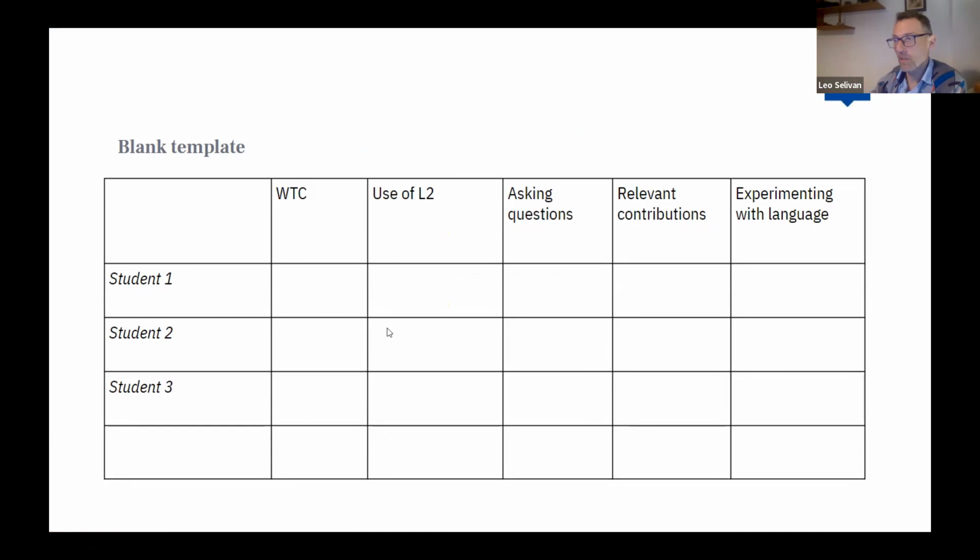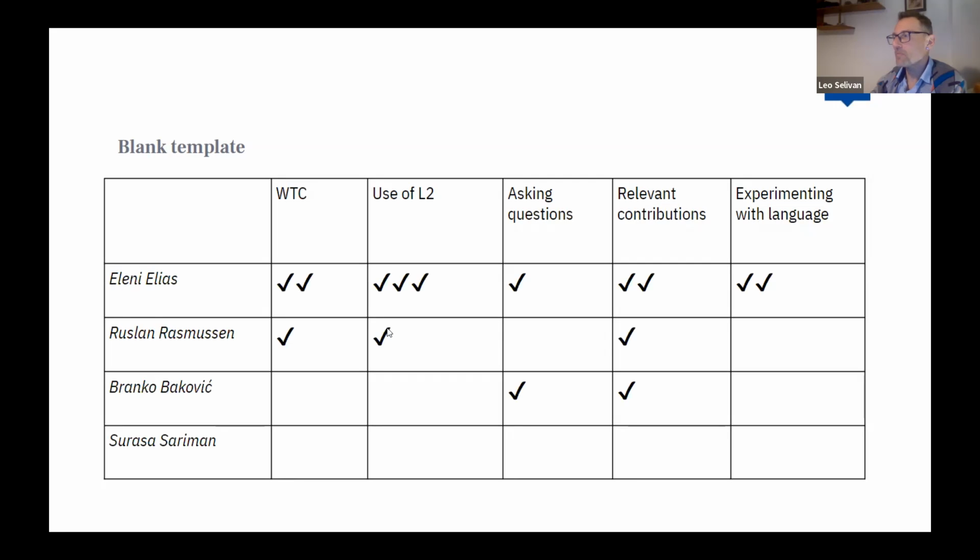And this is what it would look like, for example, with a real class. You can figure out by judging by the names of these imaginary students where they come from. But you would see that Eleni fulfills lots of criteria. She uses L2, she shows willingness to communicate, she makes contributions, etc. Of course, this can be translated at the end of the course into her final summative grade, even though the evidence of her performance was collected on a longitudinal basis, over a period of time.